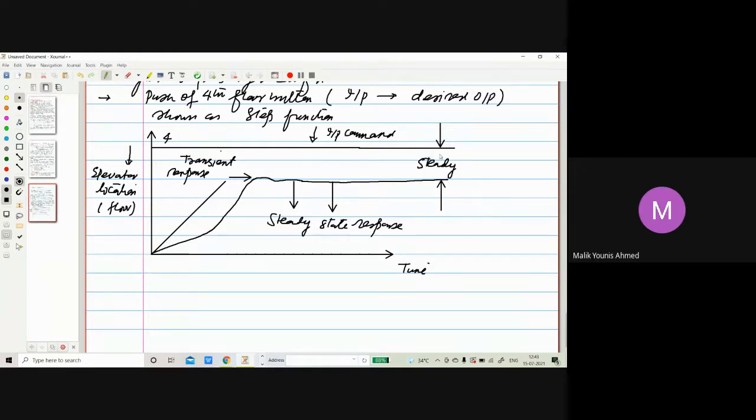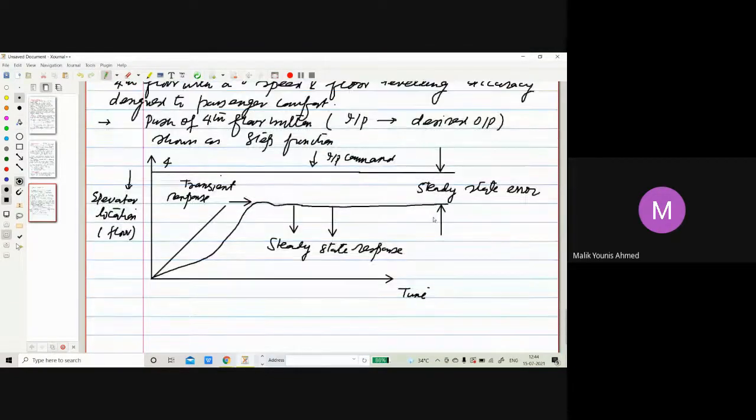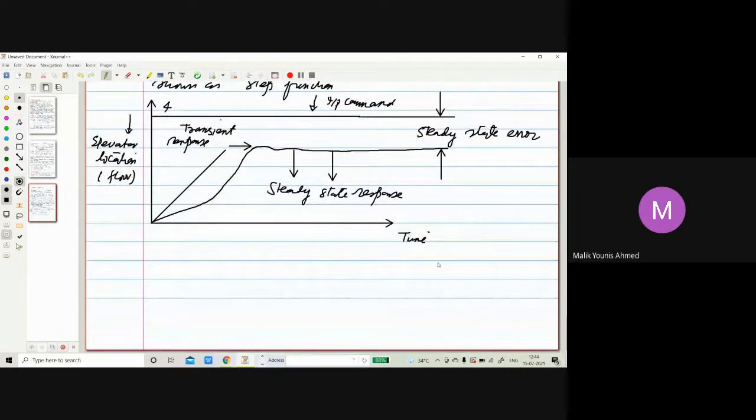Actually, it has to be very low. There has to be error. Error के बगैर कोई चीज होता नहीं है. Steady state error. Okay. So this is the way we are showing the elevator moving from the first floor and reaching the fourth floor with a speed and floor leveling accuracy as per the design of this elevator. So there will be some error. So what are the factors now? Two major performances are apparent. There are two major performances.